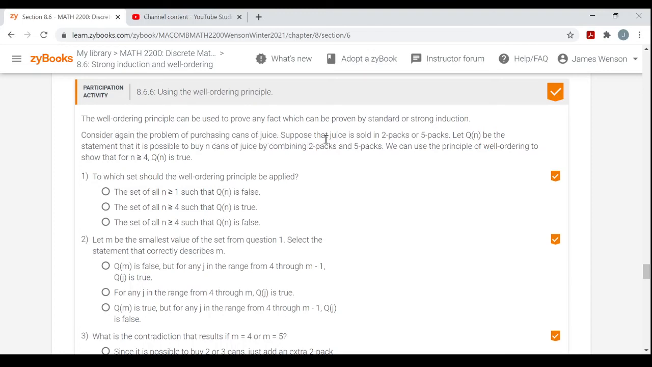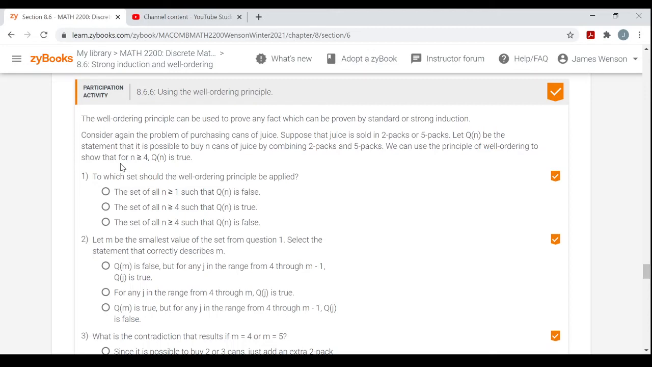So consider again the problem of purchasing cans of juice. Suppose that juice is sold in 2-packs or 5-packs again. Let Q of n be the statement that it is possible to buy n cans of juice by combining 2 packs and 5 packs. We can use the principle of well ordering to show that for n greater than or equal to 4, Q of n is true.